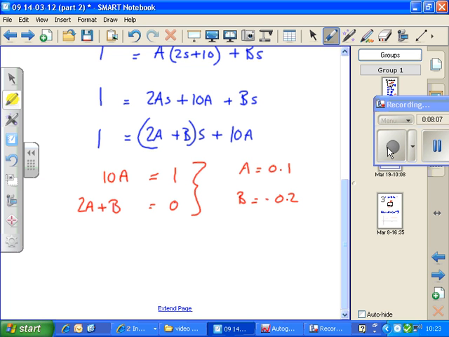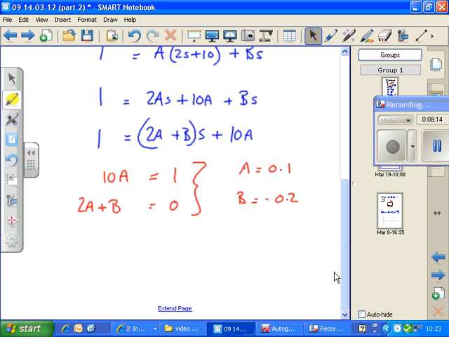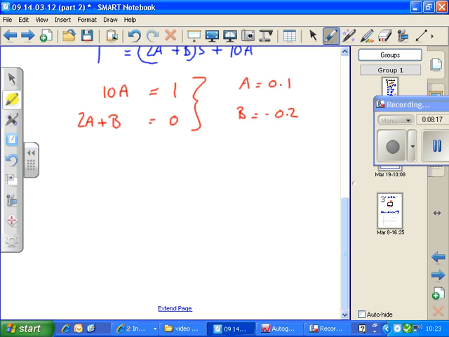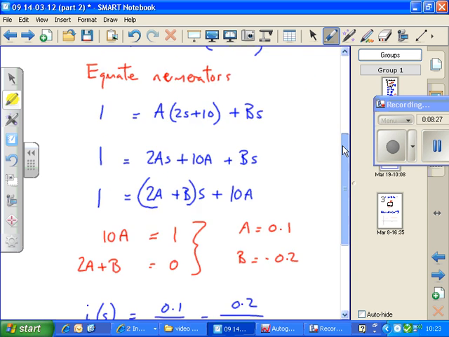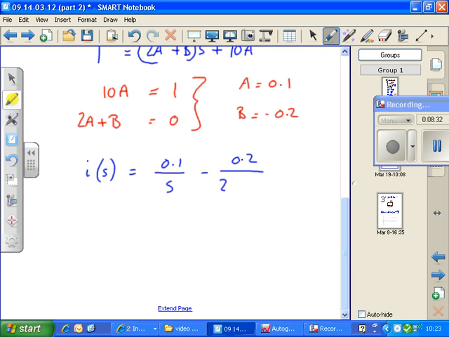Just check that that's true. Now we can put these back into the original equation at the top and say therefore that i is equal to a, which is 0.1 over s, minus 0.2 over 2s plus 10. And now we've got to try and get those two transforms to look at our table of transforms and see if we can transform them back. So see if you can do that next step.